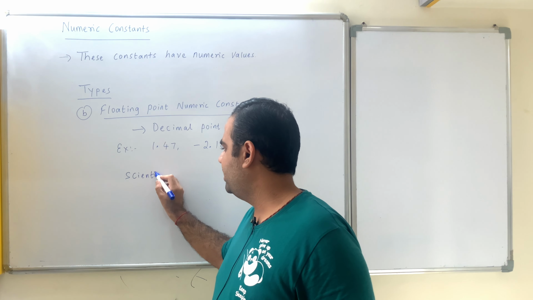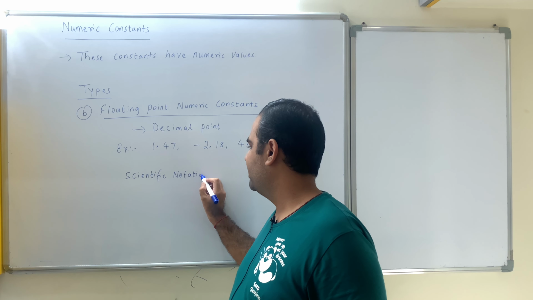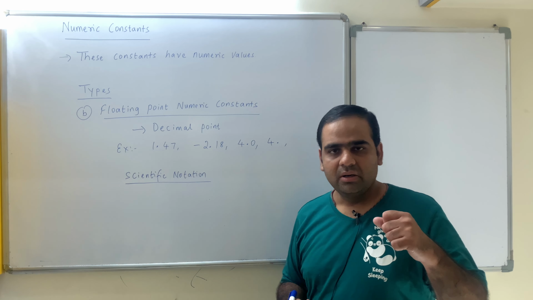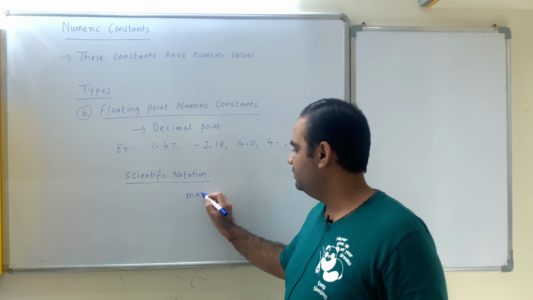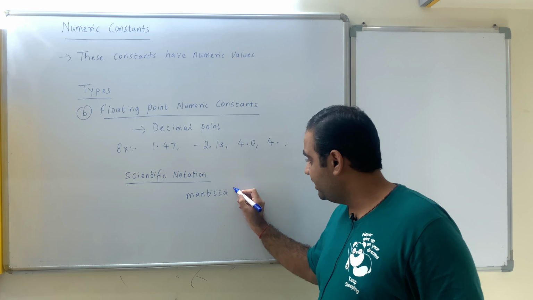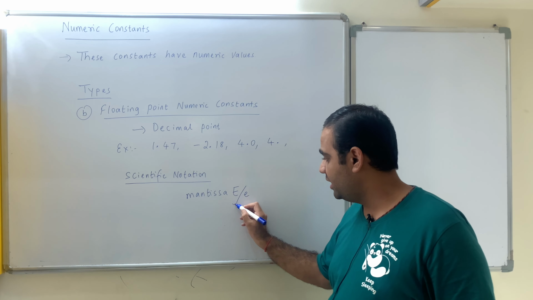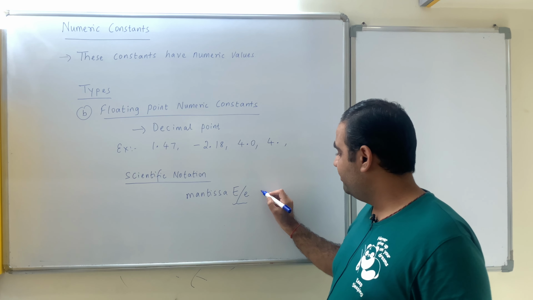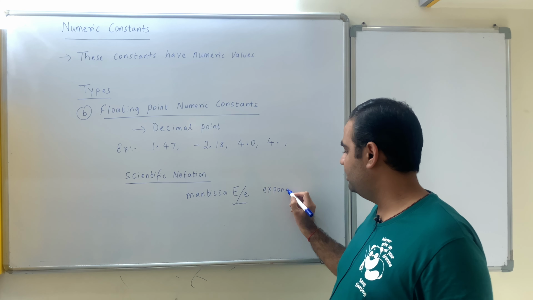Now, these floating point numbers can be represented in scientific notation. How do we write these floating point numbers in scientific notation? First, we write mantissa. Then we write E. You can write uppercase E or you can write lowercase e, anyone you can follow. Mantissa, then E, and then we write the exponent part.